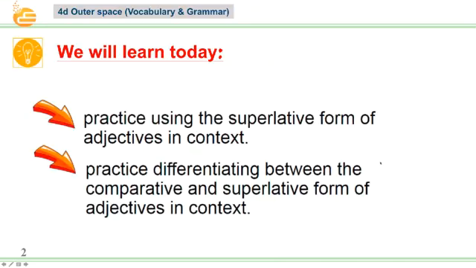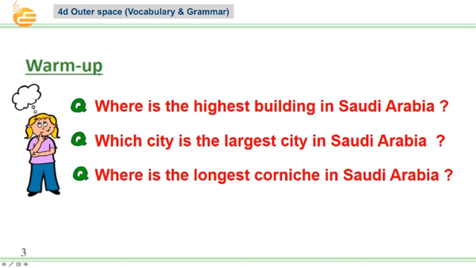Let's start, everybody. What are we going to learn today? We are going to practice using the superlative form of the adjective in context, and practice differentiating between the comparative and superlative forms of the adjective in context. The warming up, everybody.